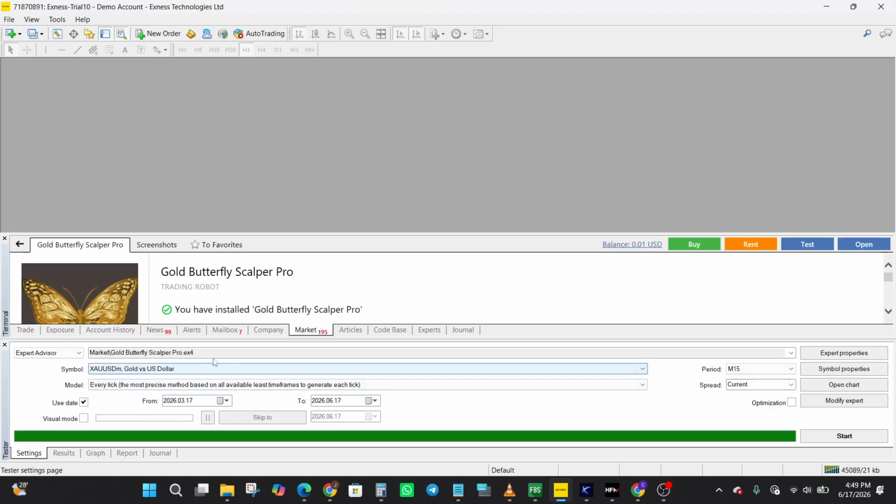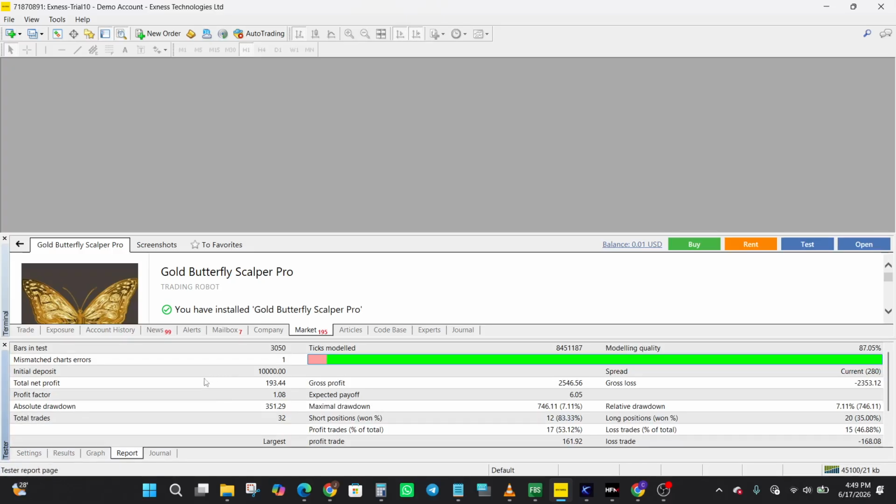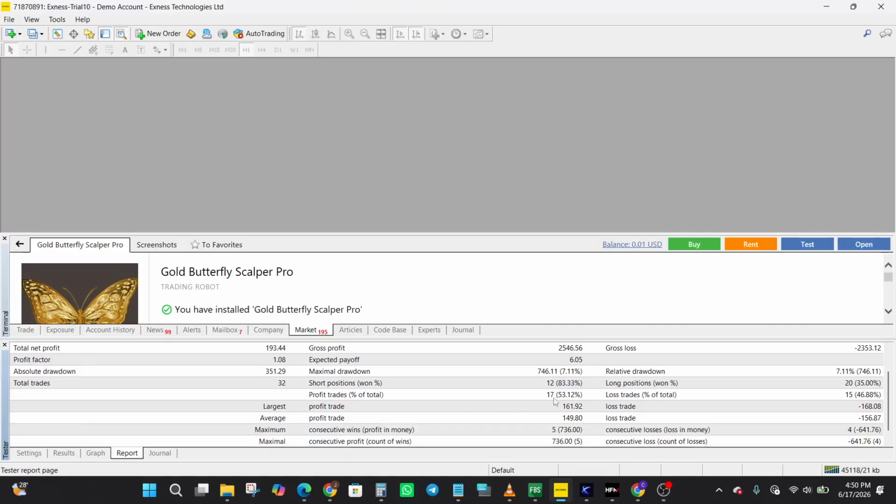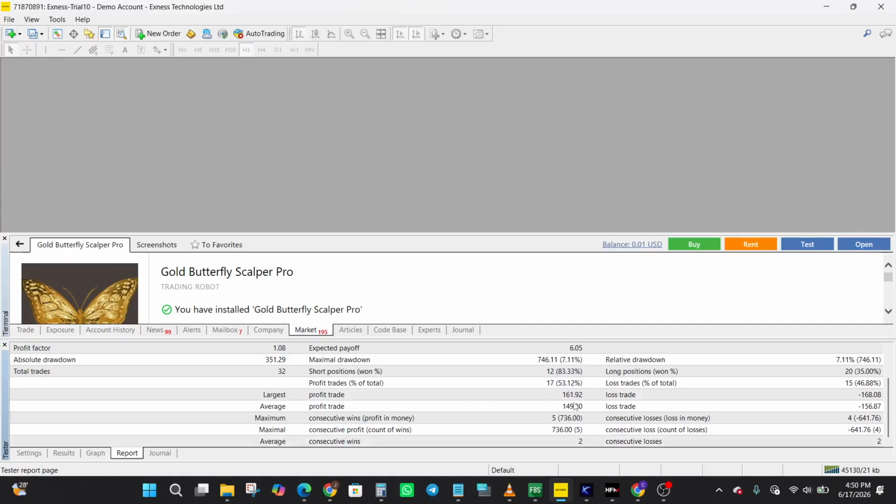Okay, so now we're testing the Gold Butterfly Scalper Pro on XAUUSD as recommended on the M15 time frame over the past 3 months using the every tick model. And here I can see that $10,000 is the initial deposit. Total net profit was 193.44, and total trades taken were 32, out of which 17 were profitable, giving us a 53.12% win rate. Largest profit 161.92, largest loss 168.08, average profit of 149.8, average loss 156.87. Okay, so in this case, the risk to reward ratio is actually bad.